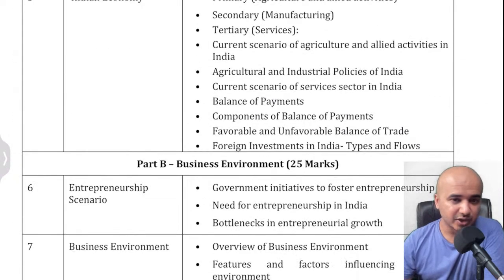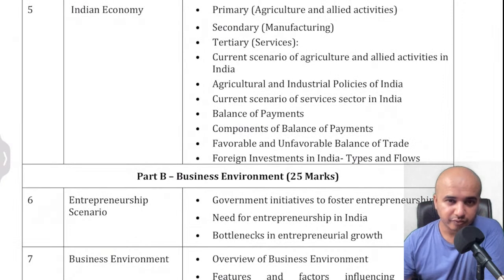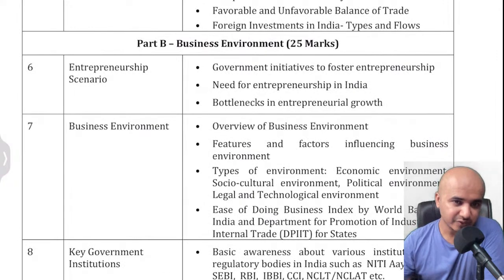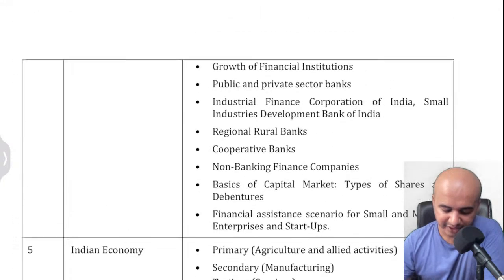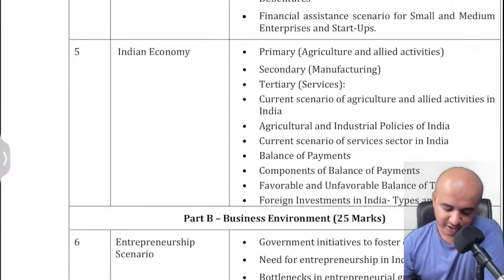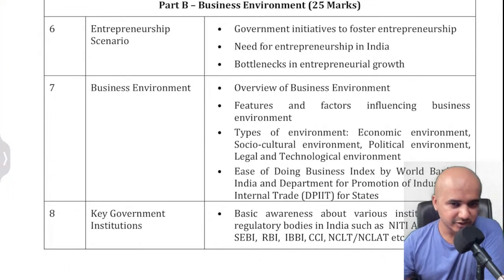Then we have the Indian economy. So we are looking at agricultural economy, primary economy, secondary economy, tertiary, etc. All these things are in the last chapter, that is chapter 5. Then we'll shift to business environment. So we have to study up to chapter 5, or 5 chapters, for 25 marks. And when it comes to business environment, we will have to study only 3 chapters for the same 25 marks.